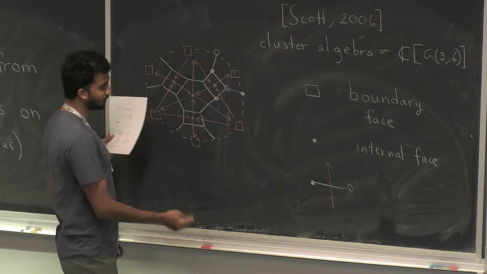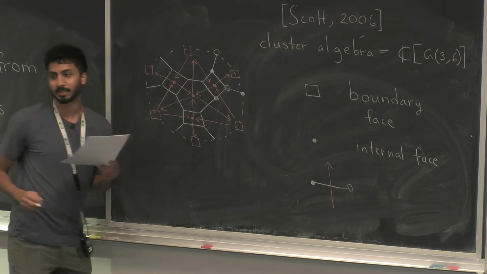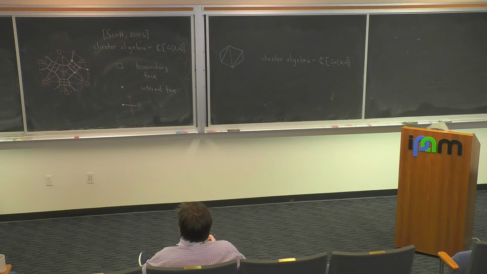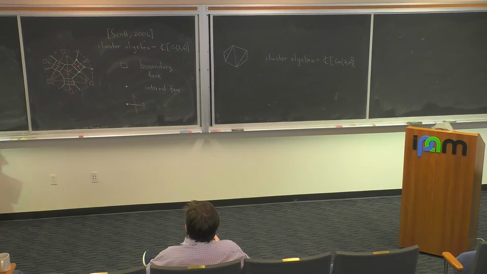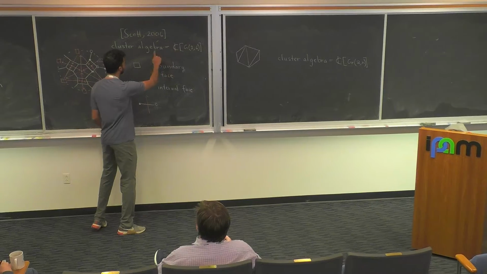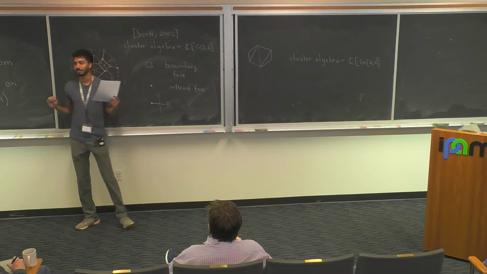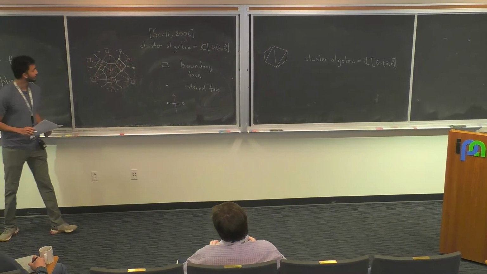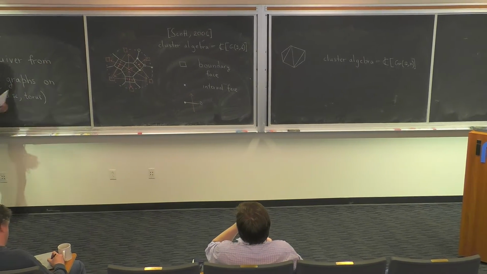So this is one example of how, looking at bipartite graphs on surfaces, you get interesting cluster algebras where the algebra has a natural meaning. It's the coordinate ring of something geometric. Okay, any questions about this example?